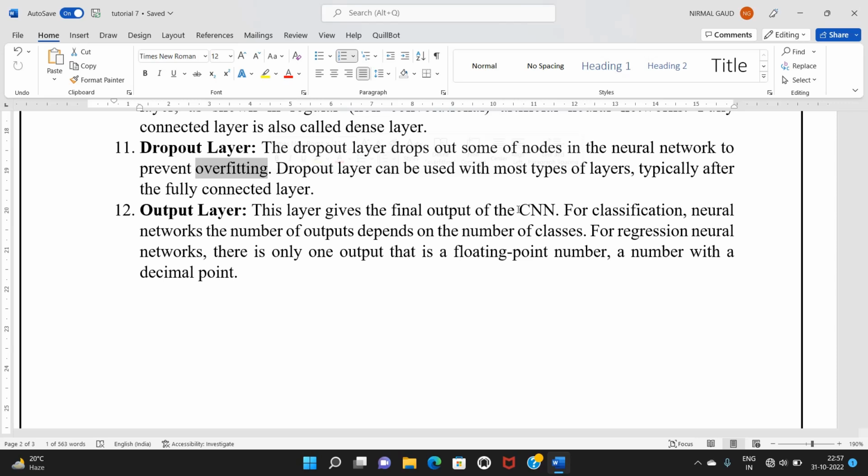There will be a dropout function at a particular value. There will be a drop in your training. Then it will come back to its initial state, and then again the training will be done.